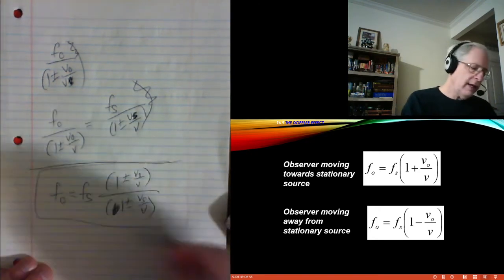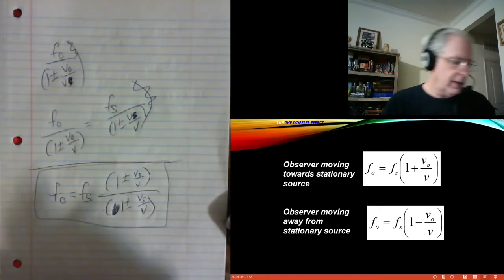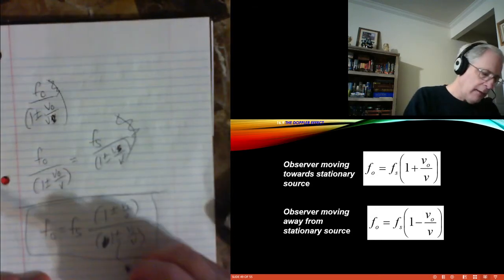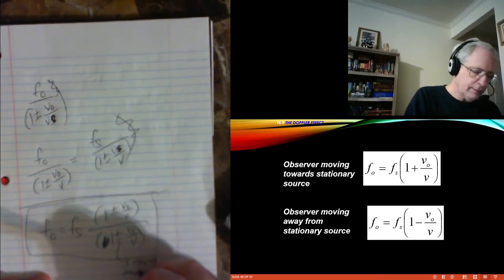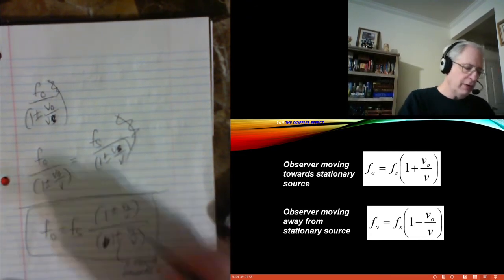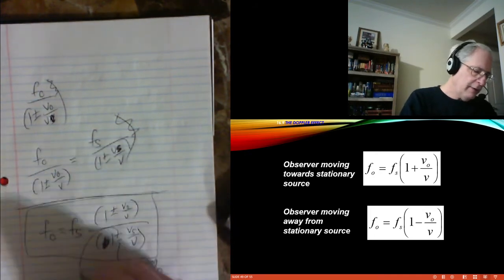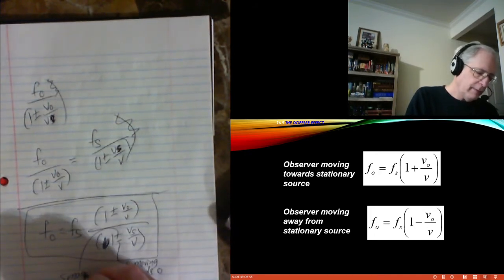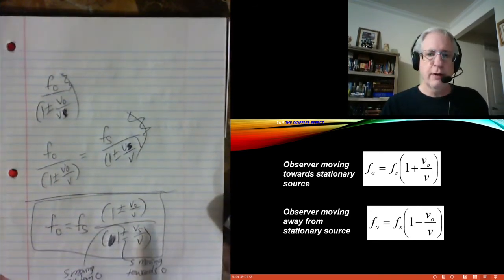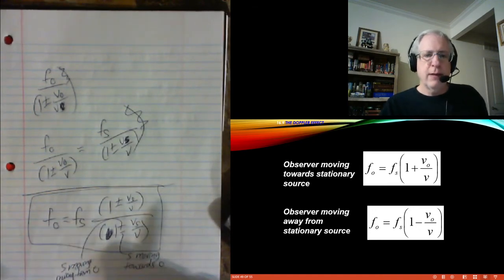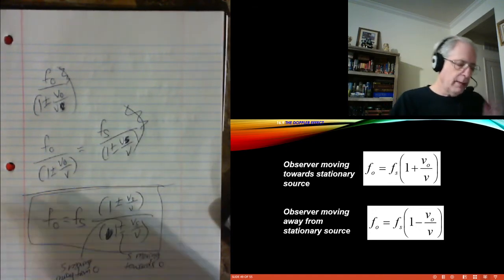This equation here gives you every possibility. And like before, you'll see that it's minus if the source is moving towards you. So minus is source moving towards O. Positive is when S is moving away from O. And something like this is what you're going to want on your 3x5 card for the test. These are things that you want to know.